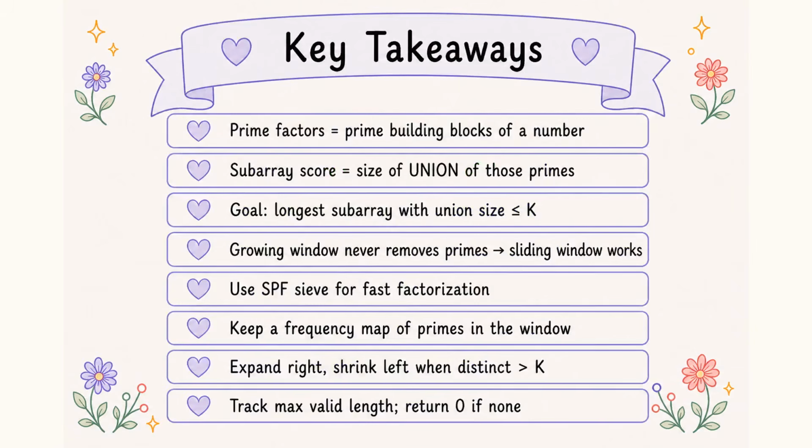Key takeaways. Prime factors are the prime building blocks of a number. A subarray score is the size of the union of those primes. We want the longest subarray with union size at most k. Growing a window never removes primes, so sliding window works. Use an SPF sieve for fast factorization. Keep a frequency map of primes. Expand right, shrink left when distinct is too big, and track the maximum valid length. That is longest subarray with at most k distinct prime factors, explained from zero.